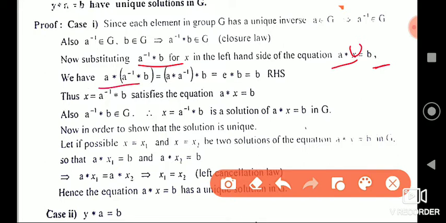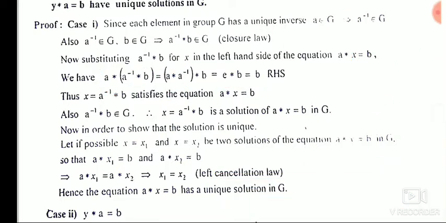So A star (A inverse star B), we use the associative law. So we take A star A inverse. Now what is A star A inverse? By the inverse law, that is E, the identity element. So what is E star B? That is nothing but B. So we have chosen some element for X, and we got the right hand side as B.